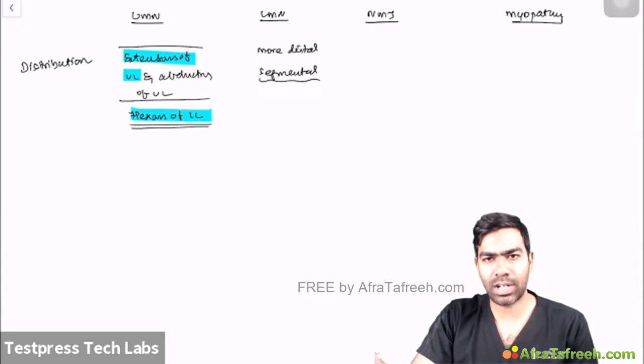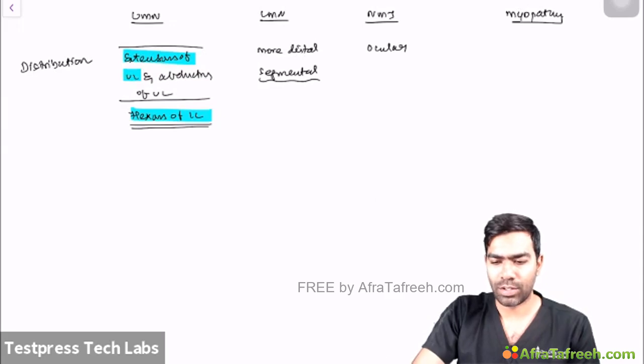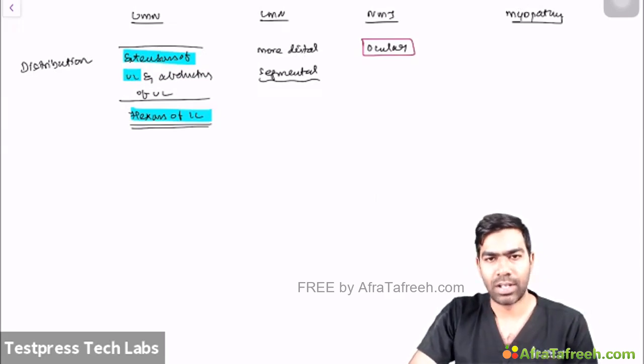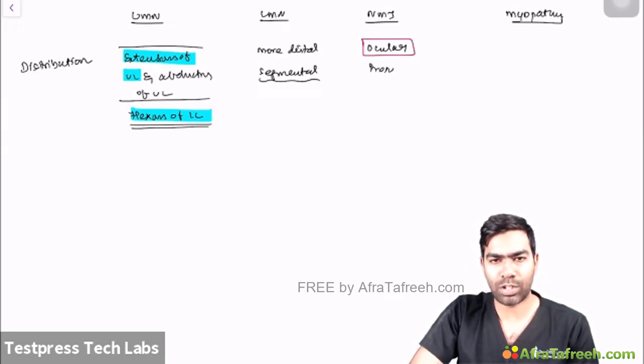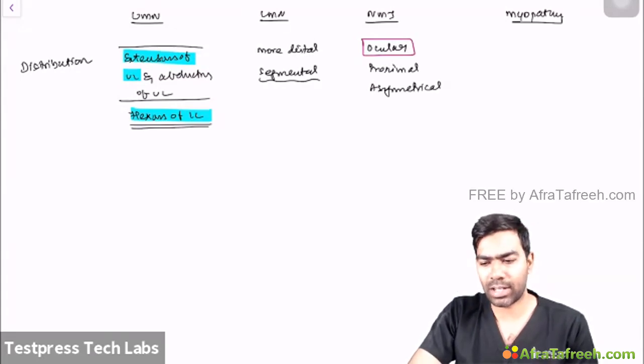As a neuromuscular junction kind of weakness, one important clue will be that they affect ocular muscles. So whenever you have a prominent ocular involvement, think about a neuromuscular junction weakness like myasthenia gravis. At the same time, there will be proximal weakness, and it won't be symmetric at all. It will be more asymmetrical in nature. If you talk about myasthenia gravis, it will be asymmetrical weakness only.